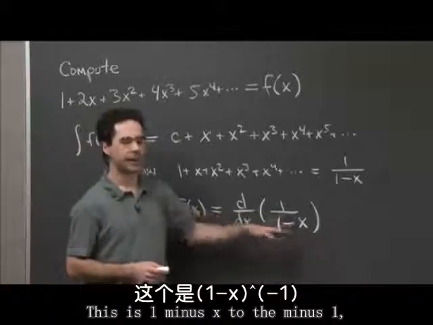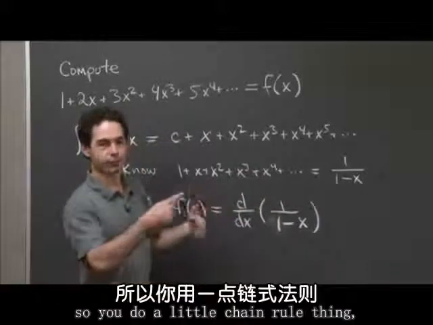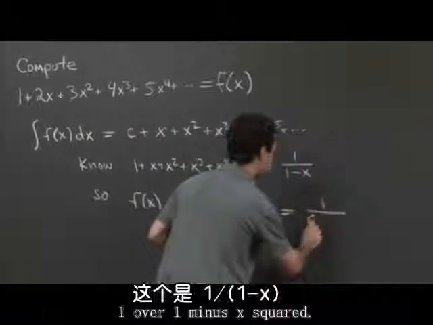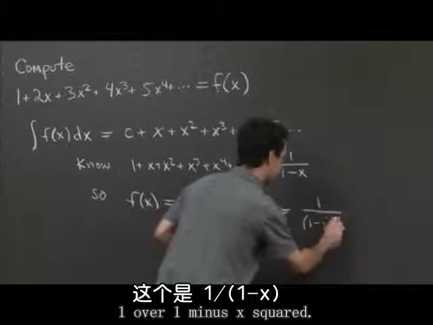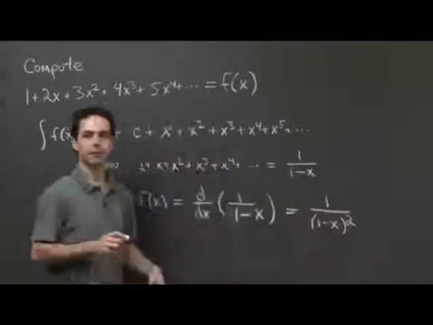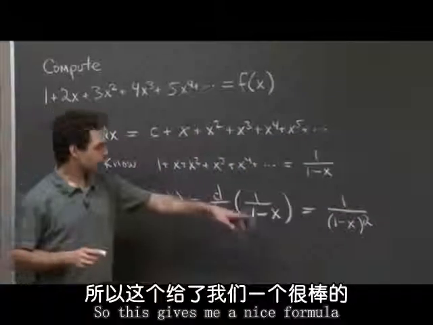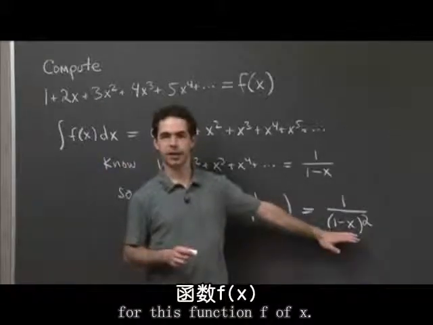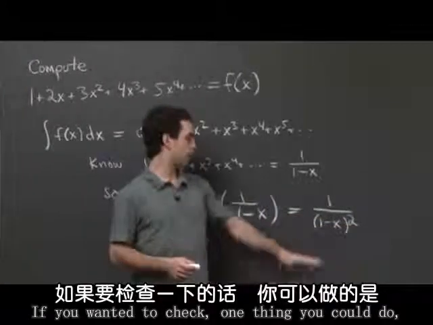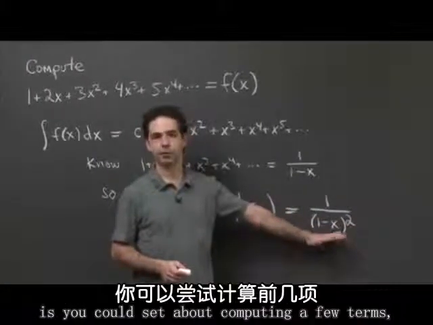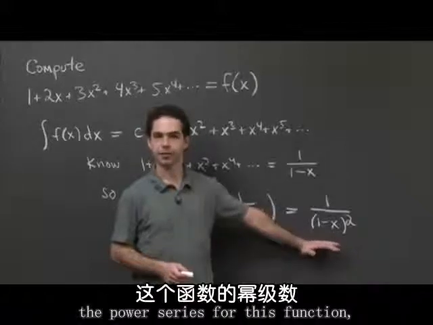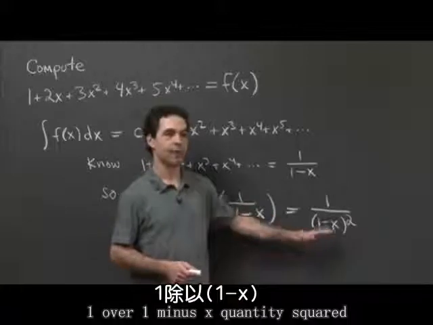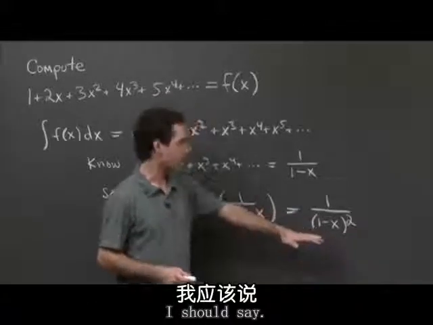This is 1 minus x to the minus 1. So you do a little chain rule thing. And I think what you get out is that this is 1 over 1 minus x squared. So this gives me a nice formula for this function f of x. If you wanted to check, one thing you could do is you could set about computing a few terms of the power series for this function, for 1 over 1 minus x quantity squared, I should say.